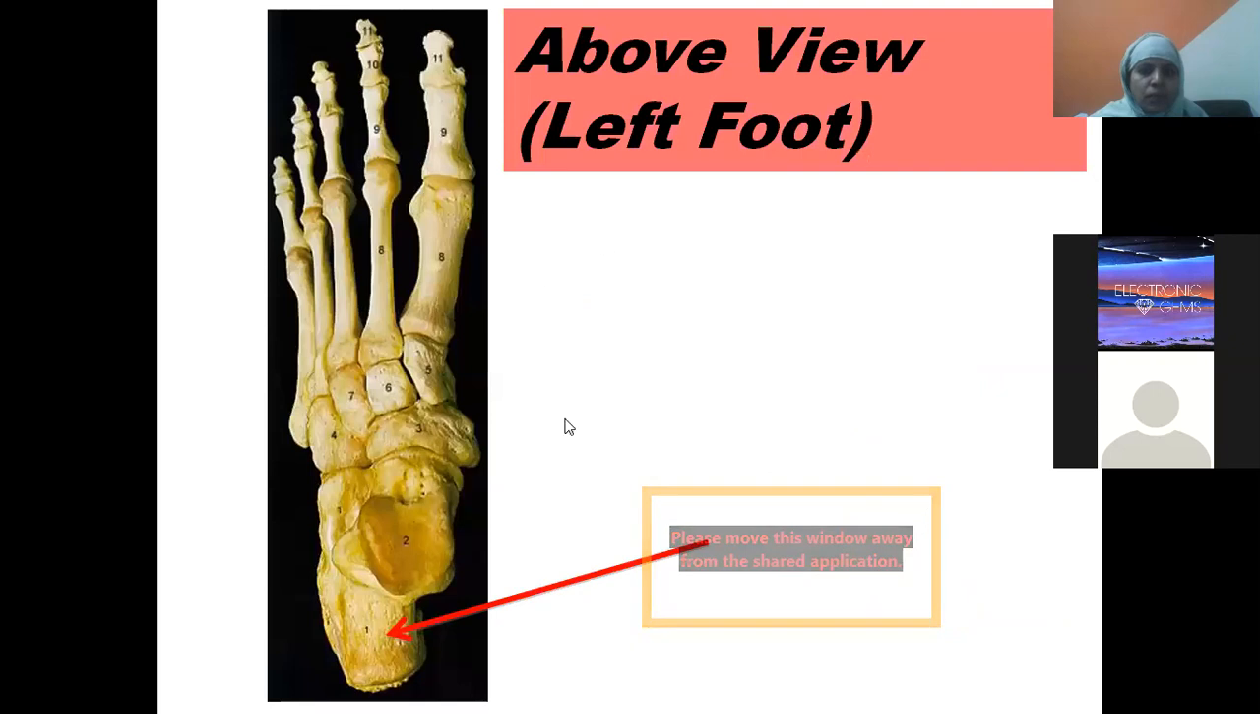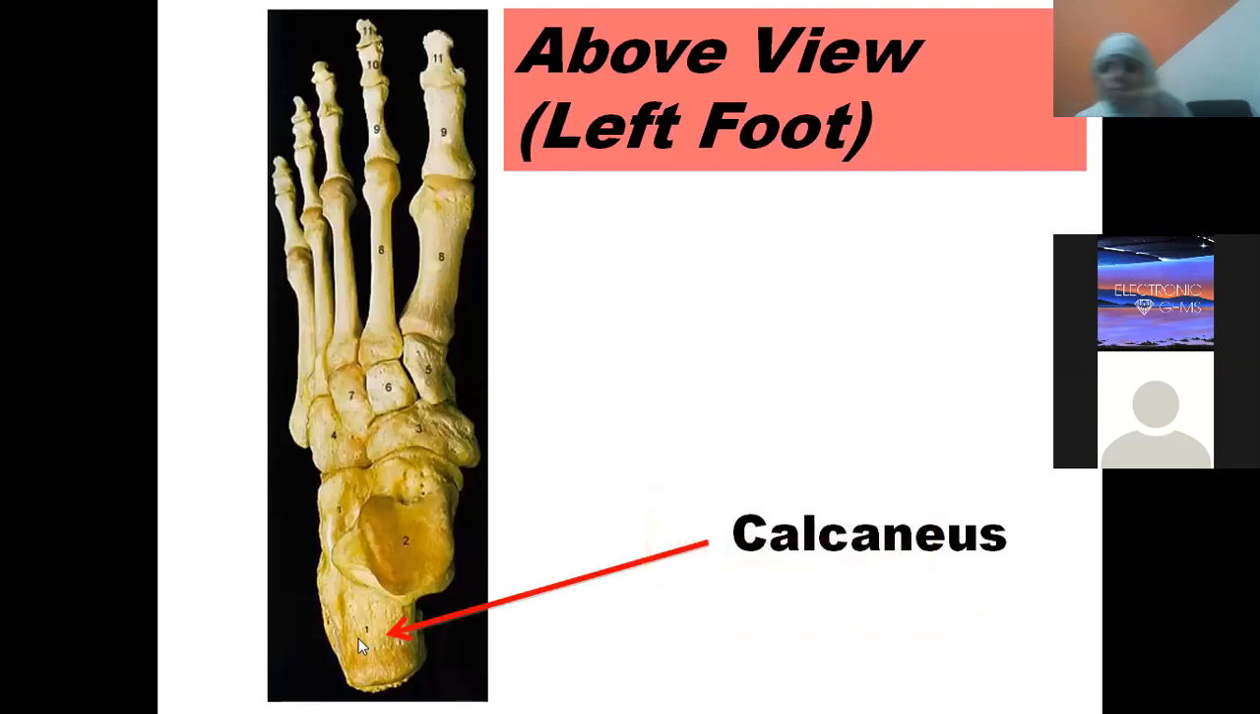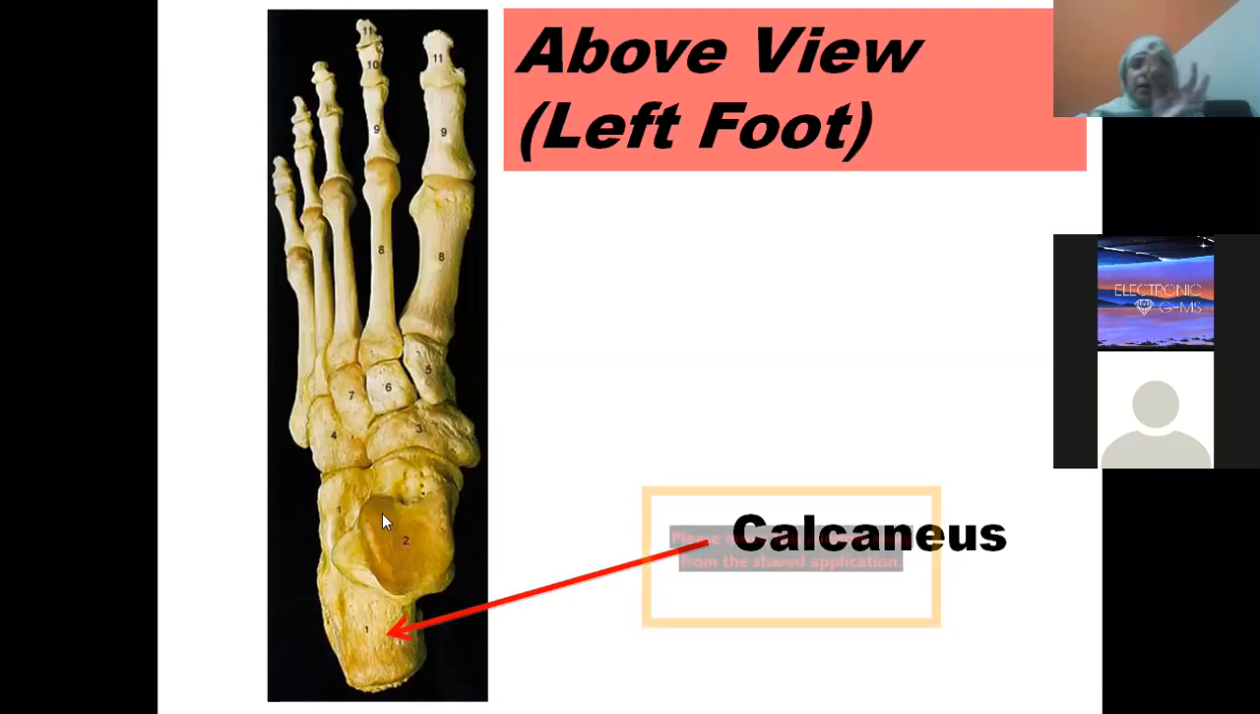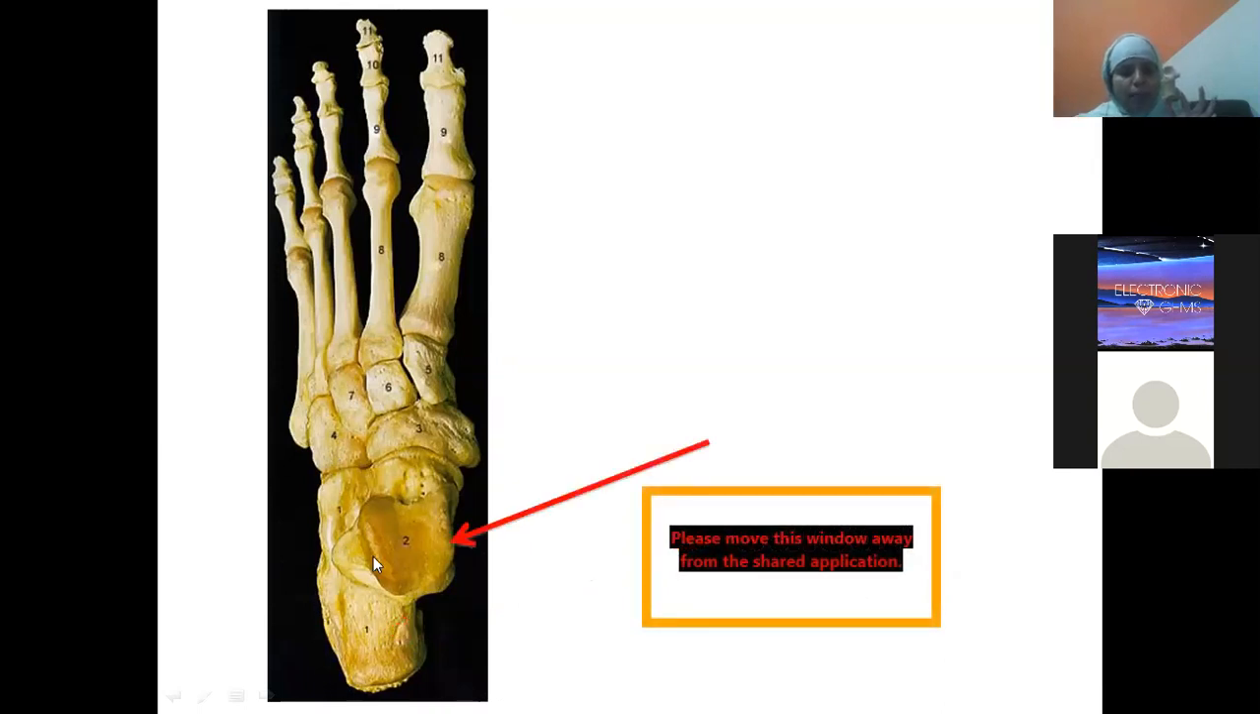Now see, there is an animated picture for us. I have this bone with me. This is the big bone you can see here, quite big. Among all the tarsal bones, the largest is the calcaneus. Above the calcaneus, we have the talus. This is boat shaped, you call it the navicular.